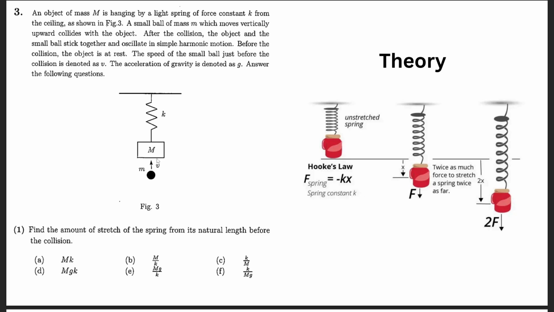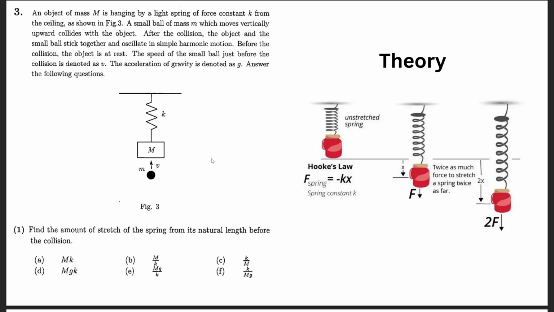Before the collision, the object is at rest. The speed of the small ball just before the collision is denoted as v. The acceleration of gravity is denoted as g. Answer the following questions. 1. Find the amount of stretch of the spring from its natural length before the collision.